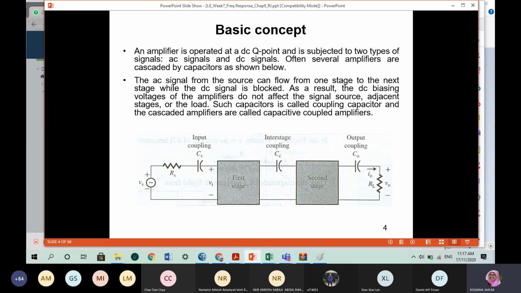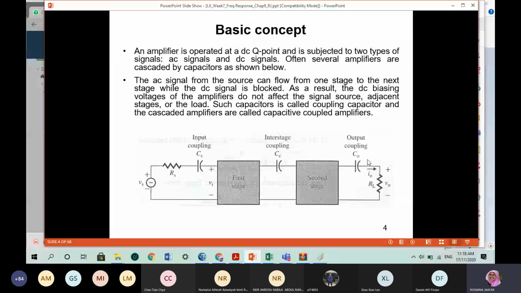So we can have an amplifier of a few stages. Between stages of the circuit, we will have coupling capacitors. For example, in the first stage here, we have coupling capacitor CS. Between the first stage and the second stage, you have coupling capacitor CC. And at the output, we have another coupling capacitor. The function of the coupling capacitor is to cut off the DC component.